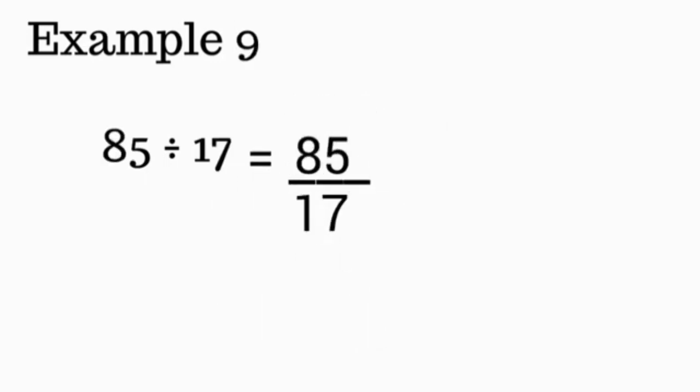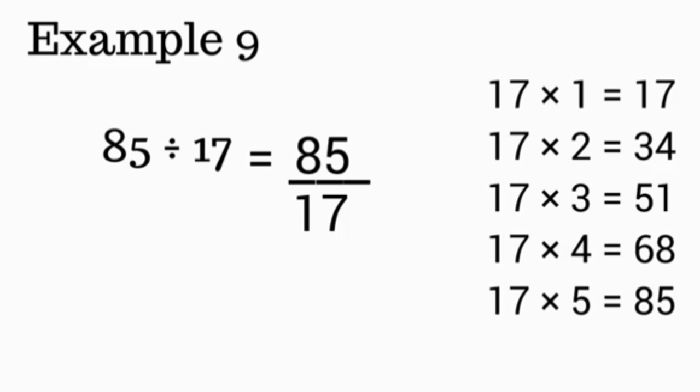Example 9. 85 divided by 17. We will quickly write out the 17 times table. Alright, so this is what we have. And we can see that 17 times 5 gives us 85 exactly. So 17 into 85 is 5, and the answer is 5. You will see here that being able to generate the times table for any number at any point in time is very important.